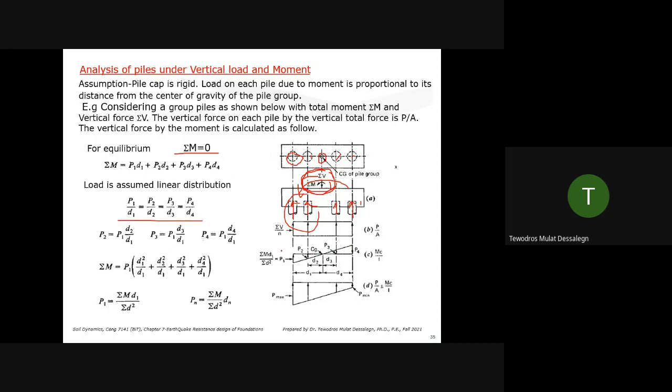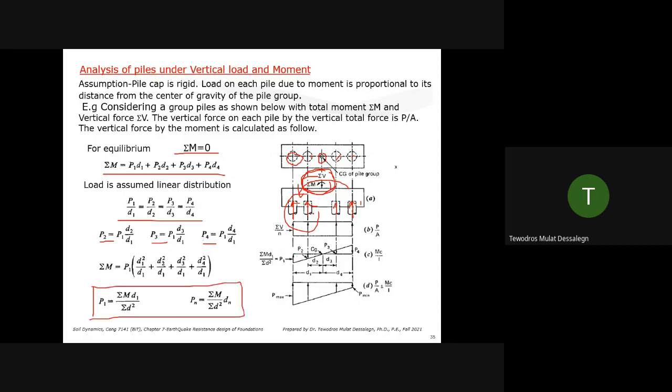P1 by D1, this is a triangle. P1, this reaction, by the distance D1, equals P2 by D2. Same on the other side. And you can solve for P2, P3, and P4 and put it back here. Then finally, you can find the reaction forces at each pile.